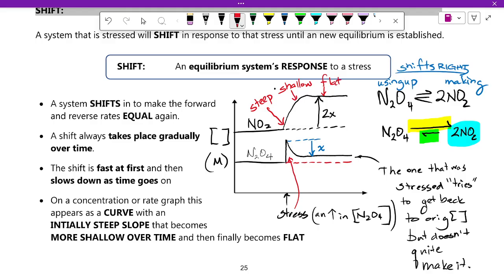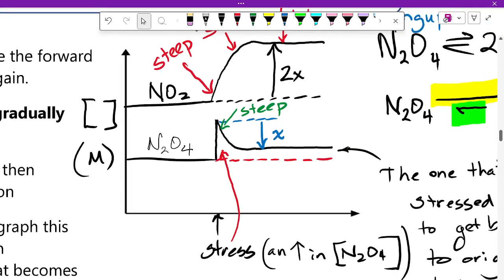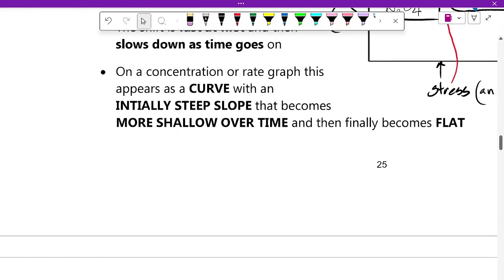Same thing with this one down here. It starts out steep. Dear God, I'm writing too much on here. Maybe I won't label it here. Maybe we'll label it somewhere else. It too goes steep, shallow, flat. Okay, the graphs, the changes during the shift are always steep, shallow, flat. Okay? And it actually says it over here. It goes steep, number 1, steep, number 2, shallow, number 3, flat.